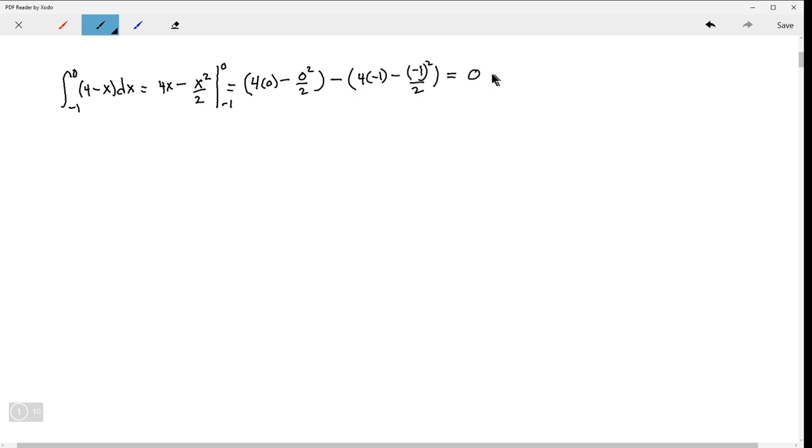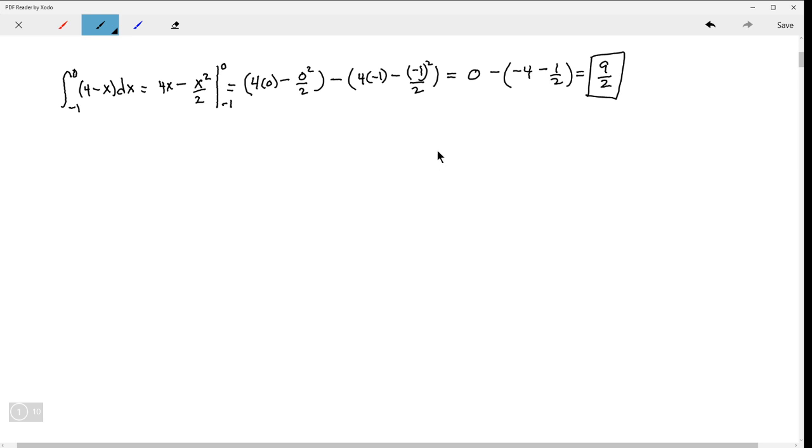So minus, I'm going to do this in steps here, 4 times -1, so that's -4. Minus 1 squared is 1, so that's -1/2. So let's see, -4 minus 1/2. If I put that over 2, that's 8, that's 9. So that's going to be -9/2 with another minus in front. So that's going to be 9/2 or 4.5. And that is your answer. Your answers to these problems will be numbers. All of your answers will be numeric.